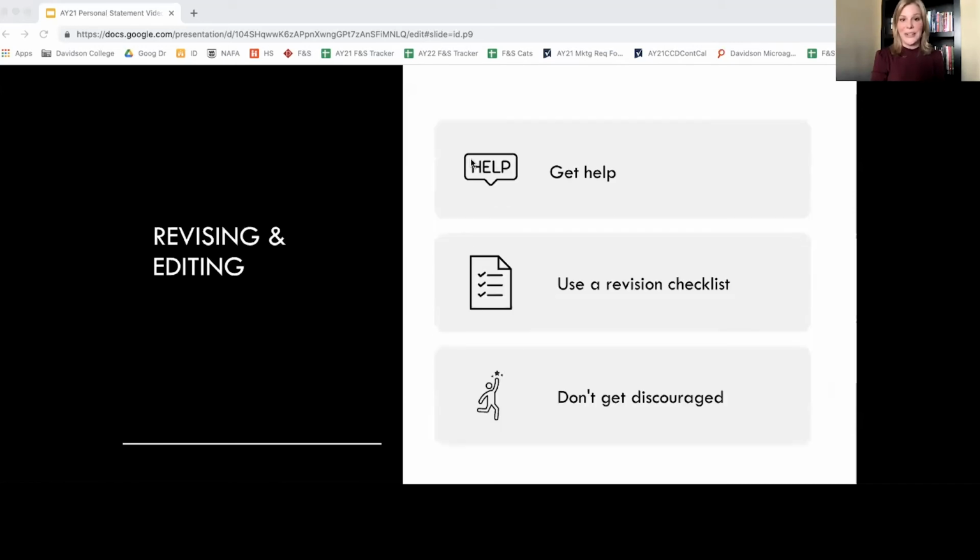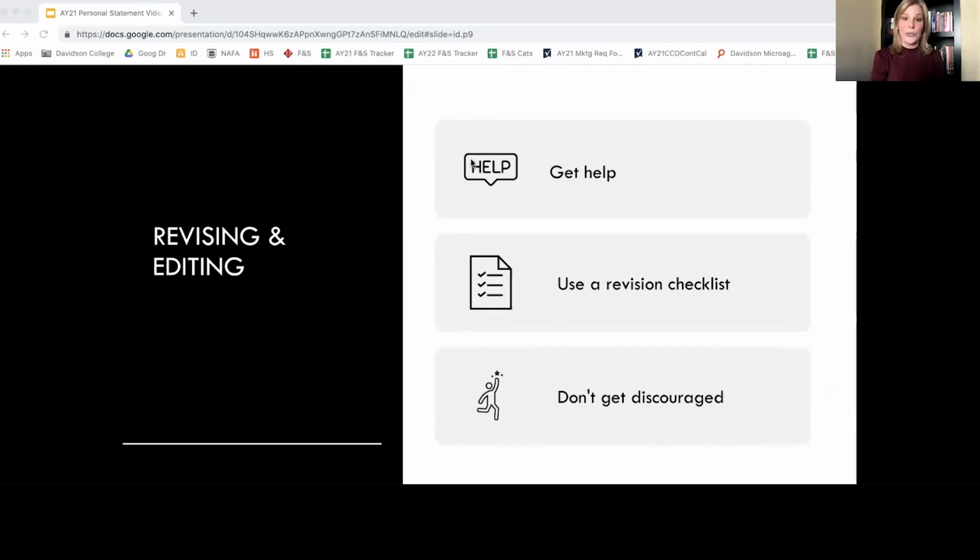When you have a complete narrative, you're ready for revising and editing, which is one of the most important phases of the writing process. While you should work on revising and editing your own statement, this is a great time to get help from others as well. Use a checklist like the one from the UNC Chapel Hill Writing Center as you review your draft for potential revisions. You can find a link to that checklist in the Personal Statement resource in Handshake.